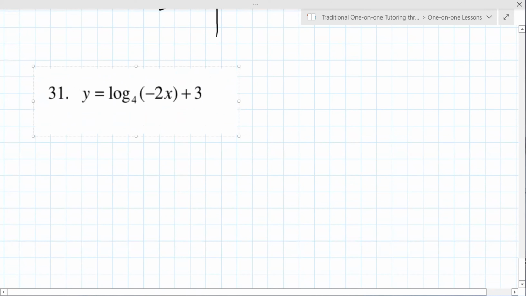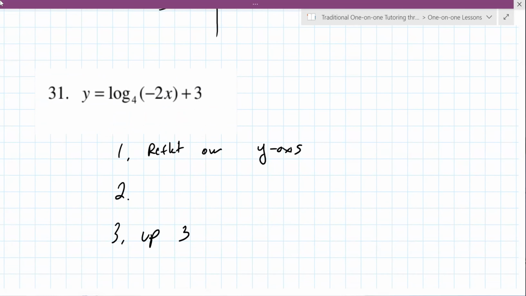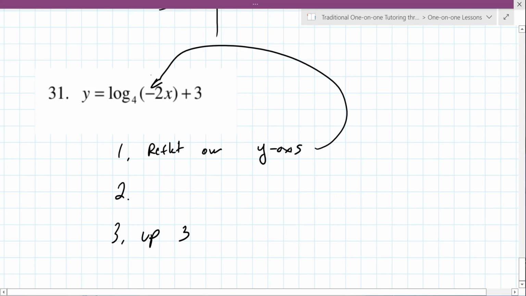Let me give you the transformations of this one just to see how consistent it is with what you're seeing in class. So the only one that probably is clear is up 3. But the first one here that I would say is a reflect over the y-axis. And that's from this negative inside parentheses. That's kind of a key difference. So what if it wasn't in parentheses? Like if the negative was out in front, that would be x-axis.